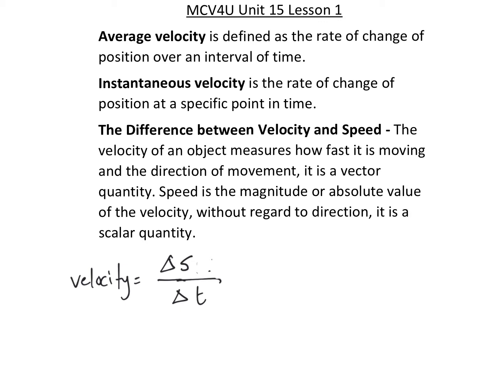The difference between velocity and speed is the velocity is how fast it is moving and in the direction that it is moving. So it is a vector quantity. Speed is just the magnitude. So it's just the absolute value of the velocity, but it does not distinguish direction. So it is a scalar quantity. So that's the difference between velocity and speed.